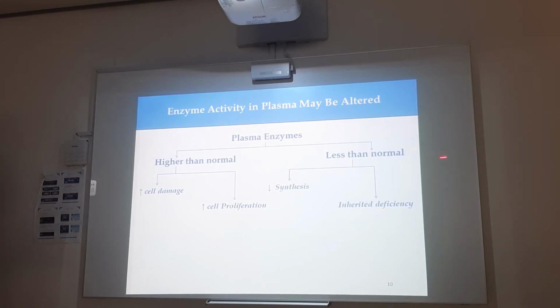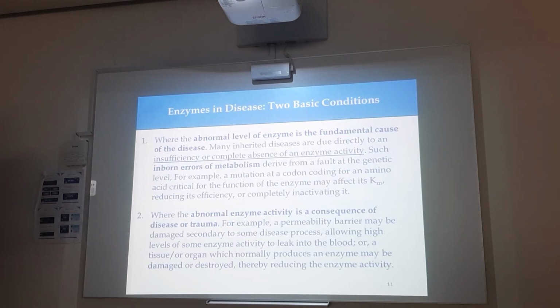If there is less than normal, usually there's a reduction in synthesis, and this usually results from inherited deficiency. And there we introduce what we refer to as inborn errors of metabolism, where there are two basic conditions for enzymes in diseases. The first one, the enzyme is the fundamental cause of the disease. So we have deficiency of that enzyme. We have mutation, genetic changes resulting in deficiency or basically no enzyme activity. This results in what we refer to as inborn errors of metabolism.